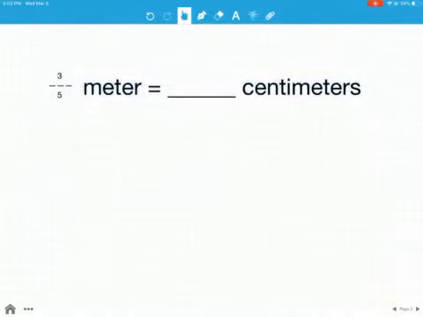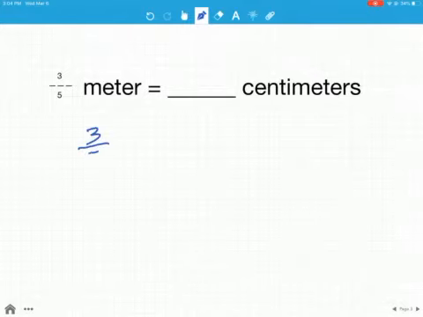So let's get started. I'm not going to do the problems for you that you have for homework. We're going to look at the problems that you did not get for homework. All right, so we're asked to change from meters to centimeters. Meters are greater. We're going to a smaller unit. So our process is going to be similar to what we did in class.